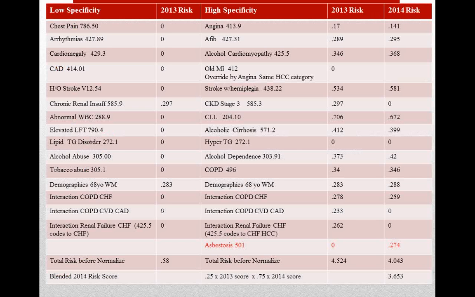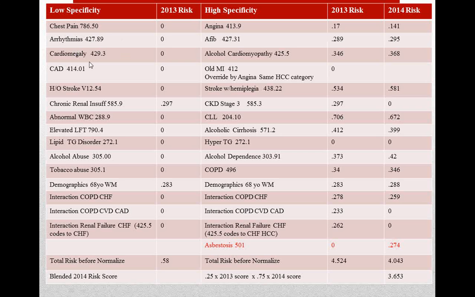So a lot going on here, but just to show you how the coding matters. If you just coded this as chest pain, 786.50, you would get no risk score, but angina, which it sounded more like, is 413.9, and you do get risk score for that. Same thing with the history of the arrhythmias.